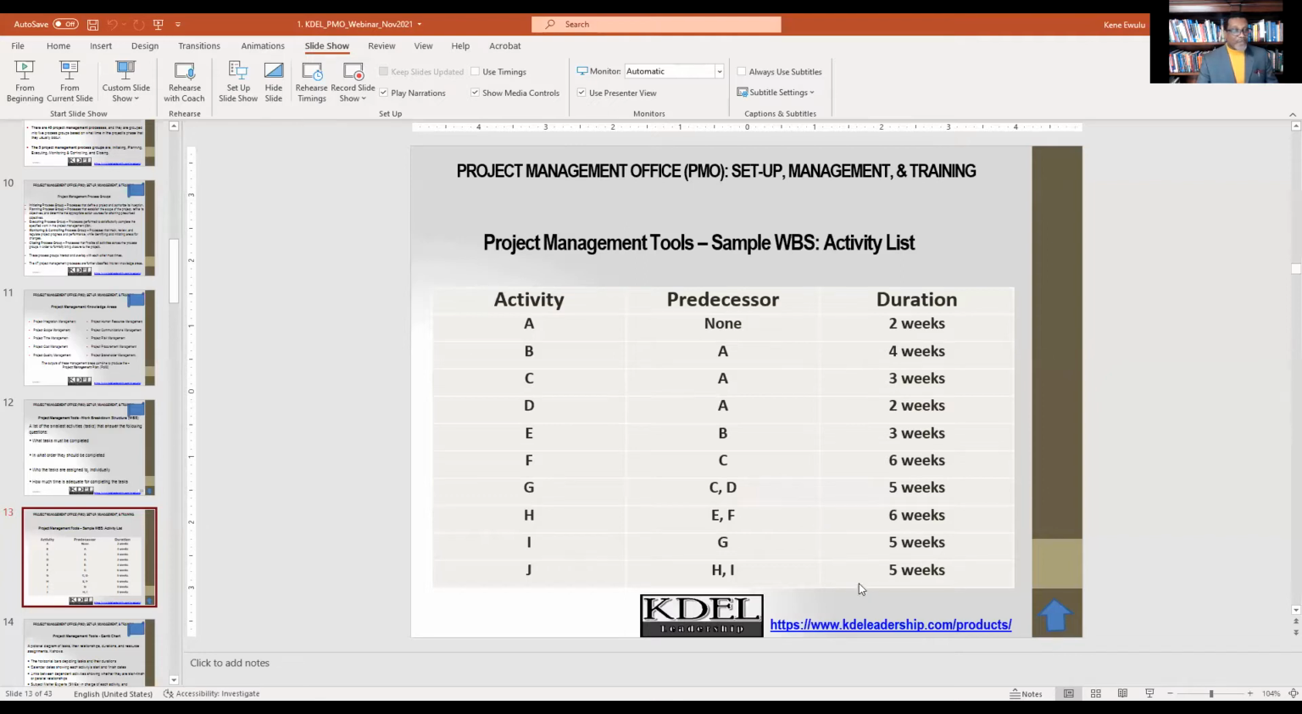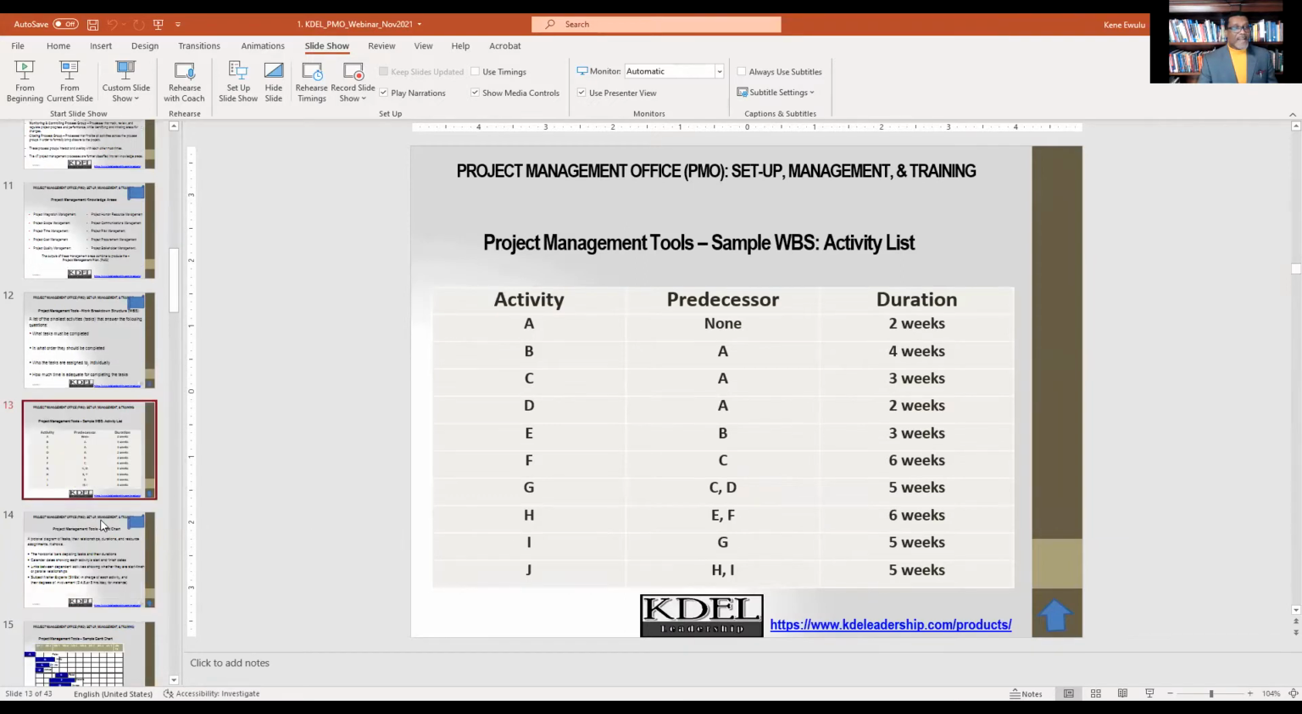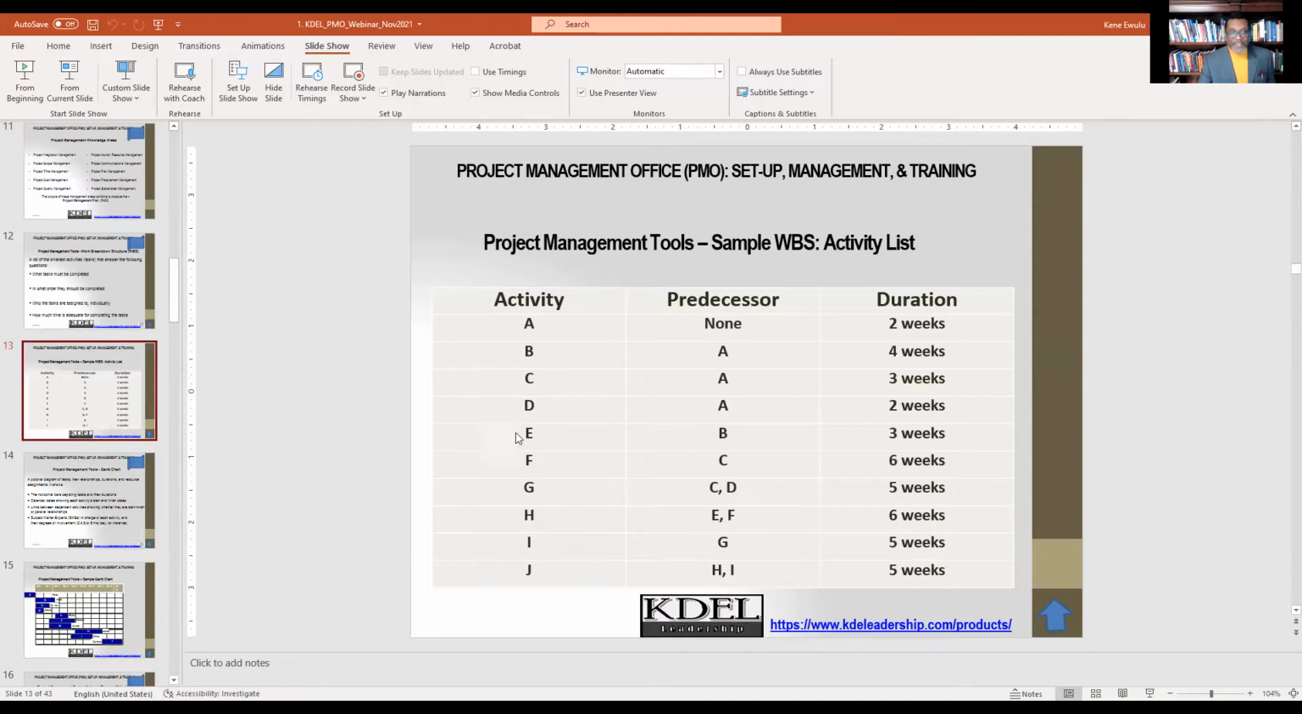All right, now I'm going to share with you what one of it looks like, just to share with you a little bit what a WBS looks like. Very, very briefly, this is what a WBS looks like: a list of activities, their predecessor activities, and the durations. This is just something I pulled off the top of my head. Your list can be anything, your project can be anything.